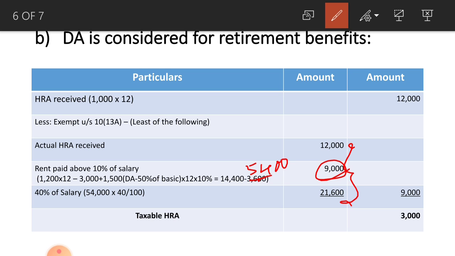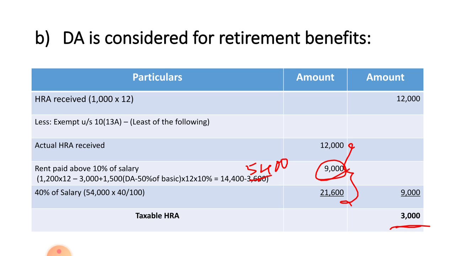When you deduct this 9,000 from actual HRA received, you get taxable HRA, that is rupees 3,000. In this problem, taxable HRA is 3,000 and exempted amount of HRA is 9,000. That is when DA is considered for retirement benefit. So this is the problem relating to HRA. Conditions are given. You have to read these conditions and you have to solve the problem. 3 conditions are there that I already explained.